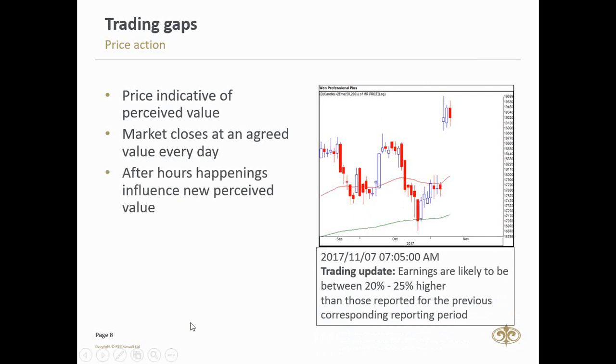But what happened is that when the market opened, the price opened with a big gap. This is what we're going to talk about now: how to take advantage of these, but also understanding why this is happening. So the gap did not close. That was on the 7th, which was Tuesday. That was Wednesday, and Thursday was yesterday.